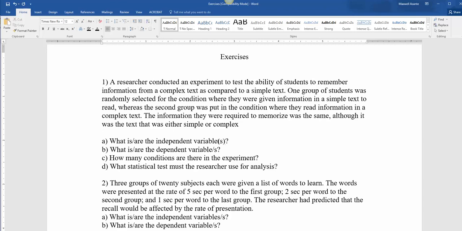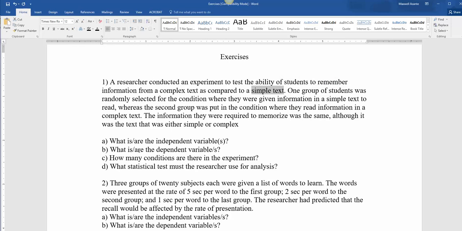Why is it the text complexity? Because if we consider it again, it is either a complex text or a simple text. So you are looking at the complexity of the text as the independent variable. So we have one independent variable.